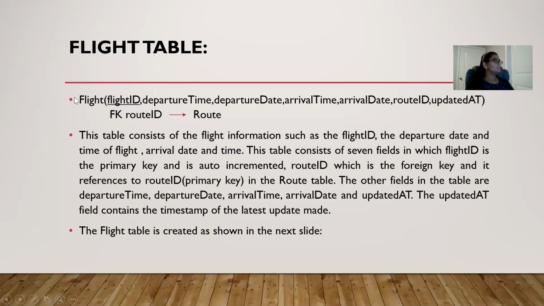The next table is flight table. This table consists of the flight information such as flight ID, the departure date and time of flight, arrival date and time. This table consists of 7 fields in which flight ID is the primary key and route ID is the foreign key. The other fields in this table are departure time, departure date, arrival time, arrival date, route ID and updated at.